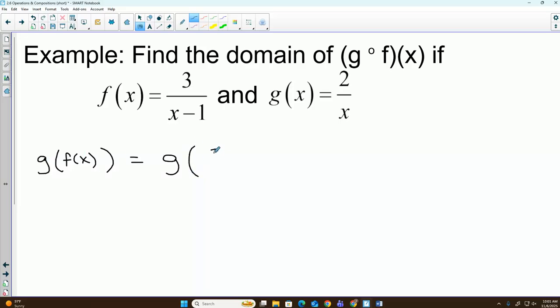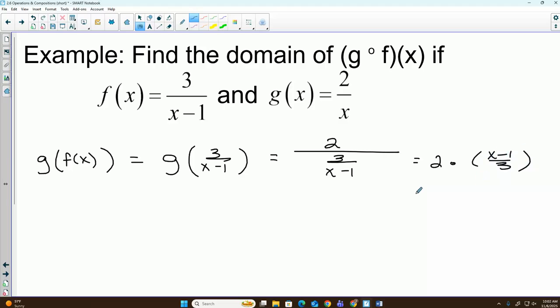So my f is 3 over x minus 1. I'm plugging that into g. So g is 2 over the thing I'm plugging in for x. How do you divide fractions? So 2 times x minus 1 over 3. So I get 2x minus 2 over 3.